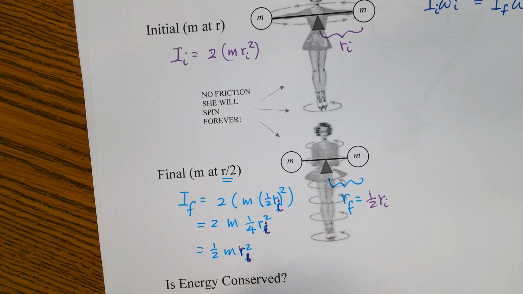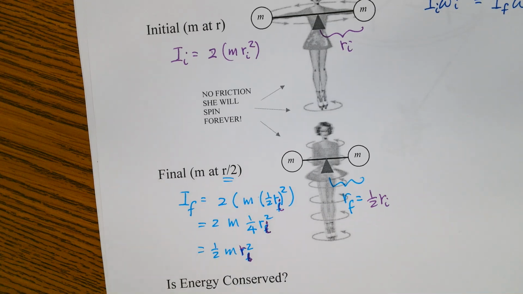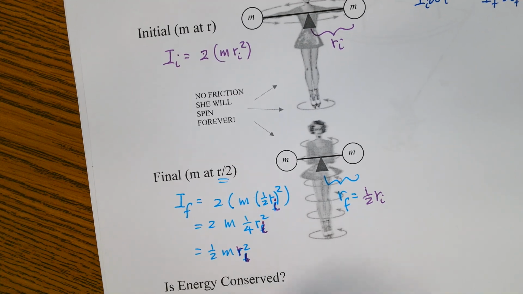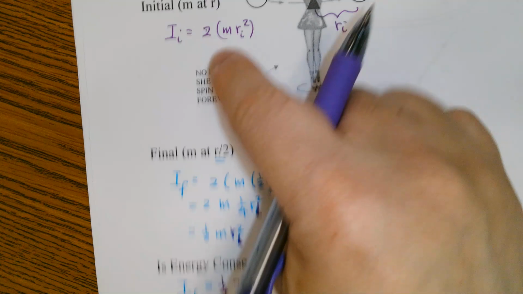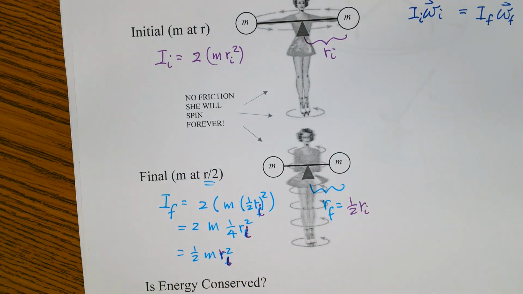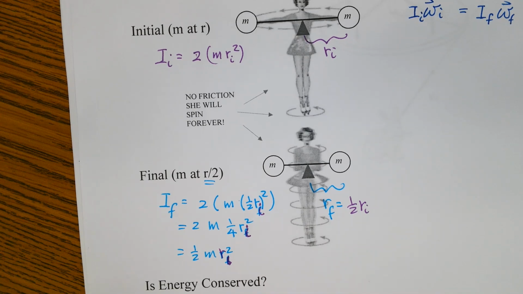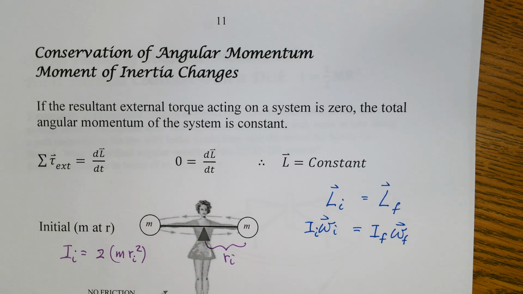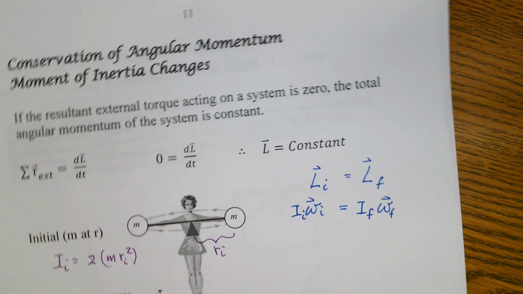So your I final is equal to 1/4 the I initial, right? Because this is 2 times mr squared. This is 1/2 mr squared, so 4 times less. So in order to compensate for that, you're going to have higher omega, 4 times the omega, right?